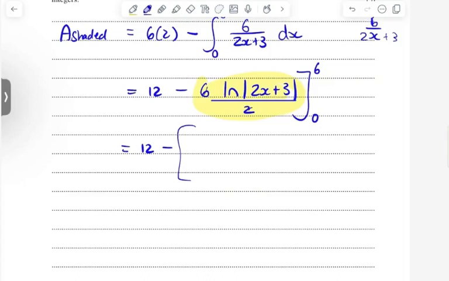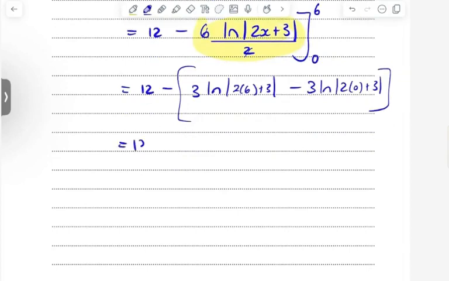First of all, my 6 and my 2 become a 3. 3 ln of 2 times 6 plus 3, minus 3 ln of 2 times 0 plus 3. Please note that the second term is not falling away completely. Sometimes when you plug in a 0, you expect it to fall away. So that becomes 12, 13, 14, 15. Ln of 15. I don't really need to mod it because it's already a positive number. Minus 3 ln 3.